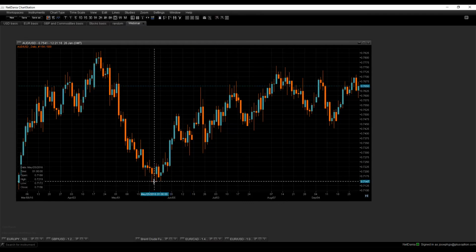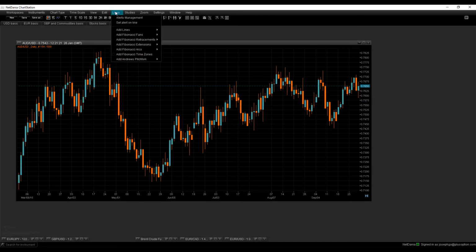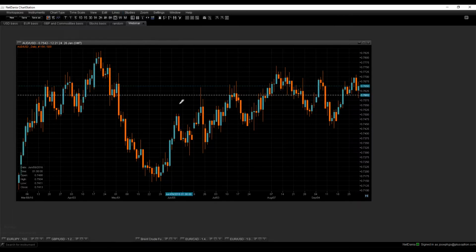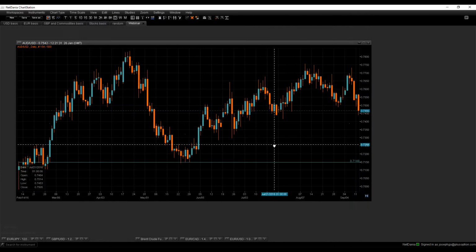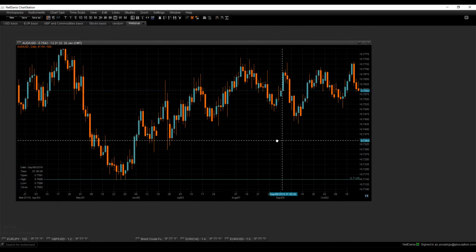Three very close trading sessions hitting the same line. That is a clear point of support for me, and I will draw a line there. So moving forward, let's see what trading opportunities this might yield for us.